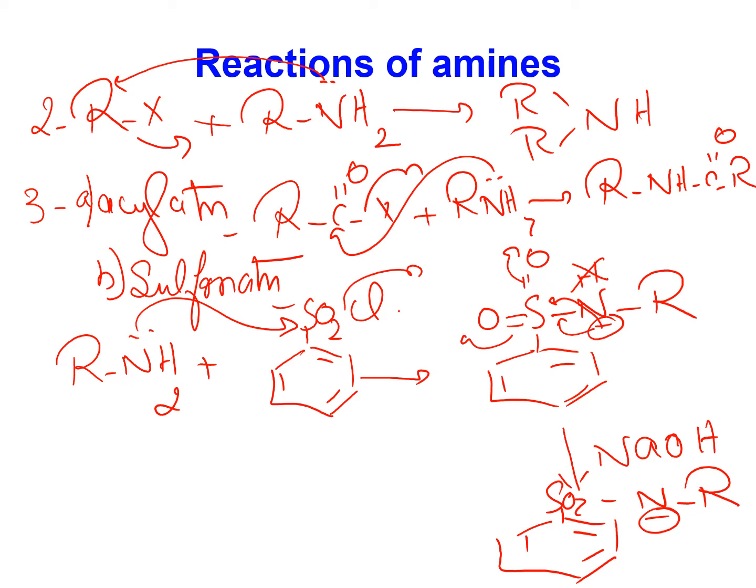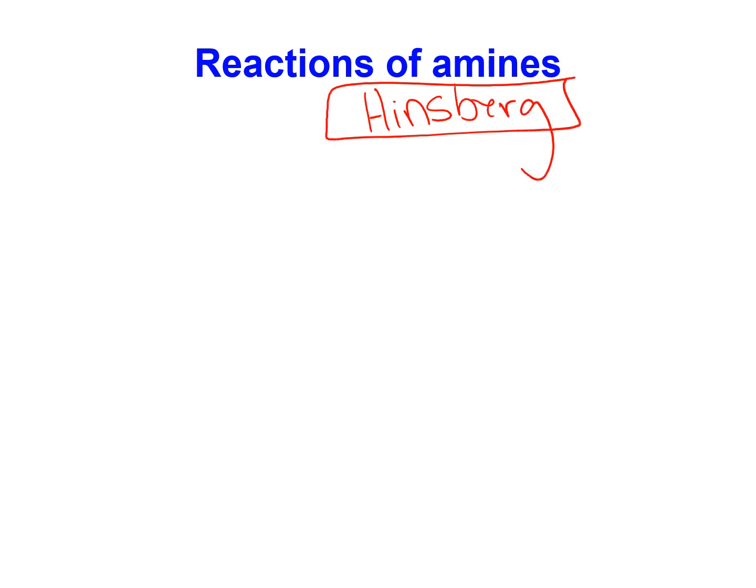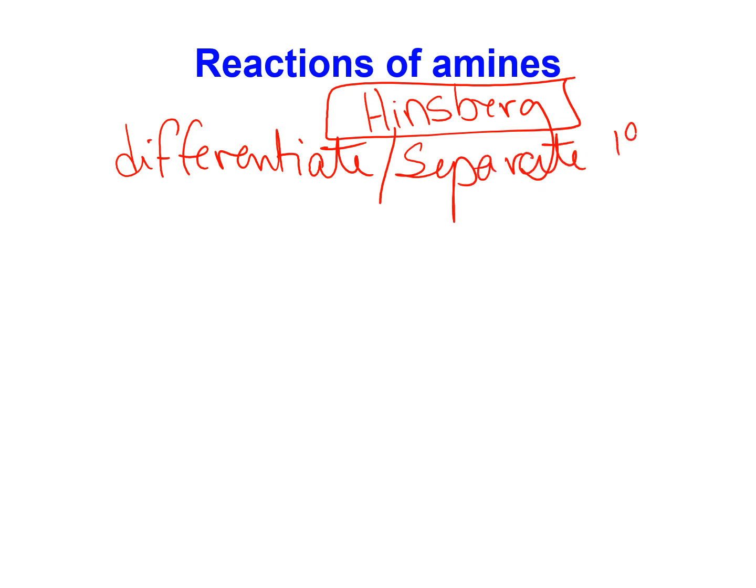How do we use this reaction? This is a very famous reaction. It was invented by a scientist whose name is Hinsberg. The Hinsberg reaction. Hinsberg, as a scientist, actually used the sulfonamides to differentiate and to separate primary from secondary from tertiary amines. How do we do that? Let's look at each one of them.